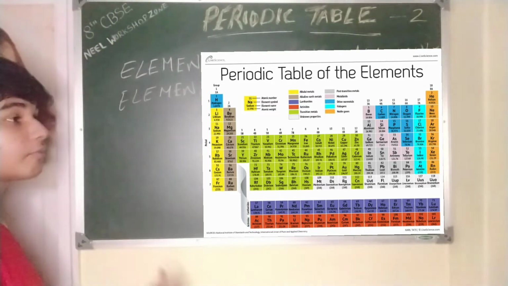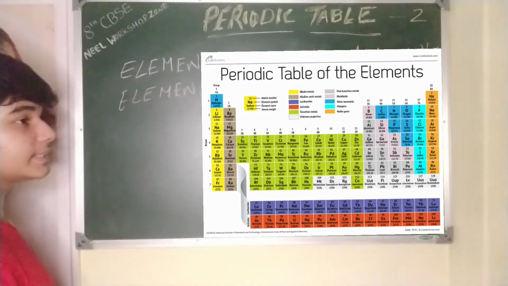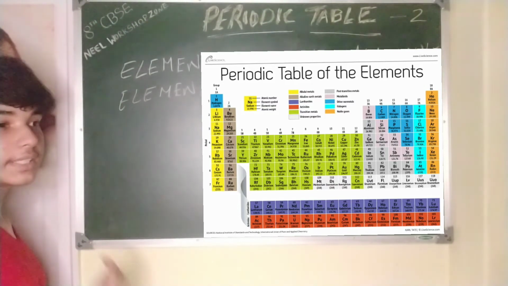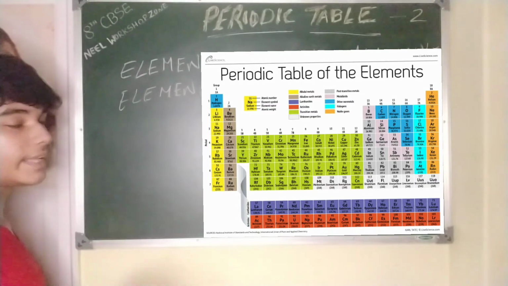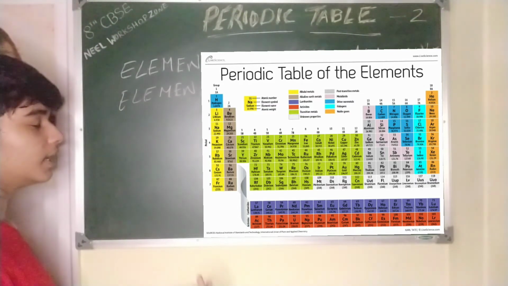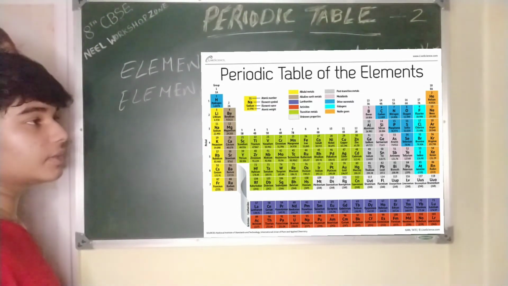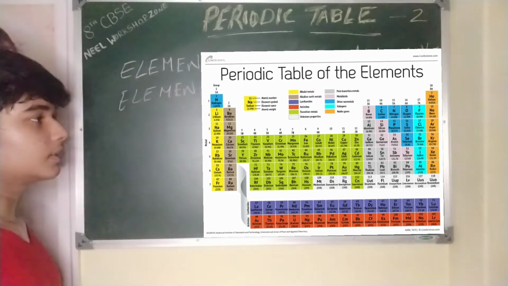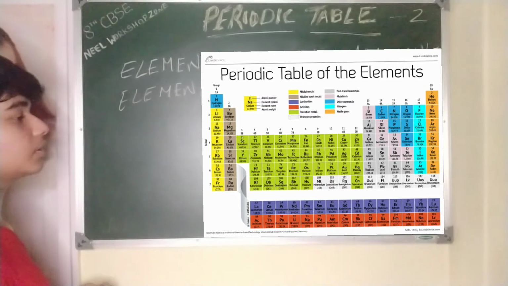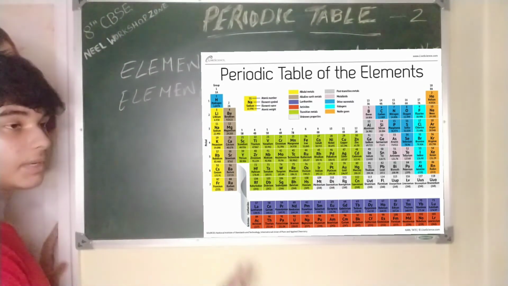So finally we have noble gases. Noble gases are odorless and colorless. They have a high density, low boiling point, etc. Example, you have something like argon, krypton, xenon, etc. So those are some examples of noble gases.